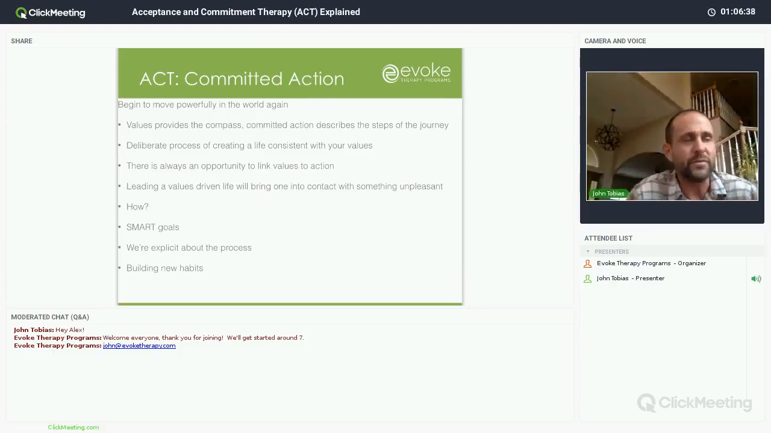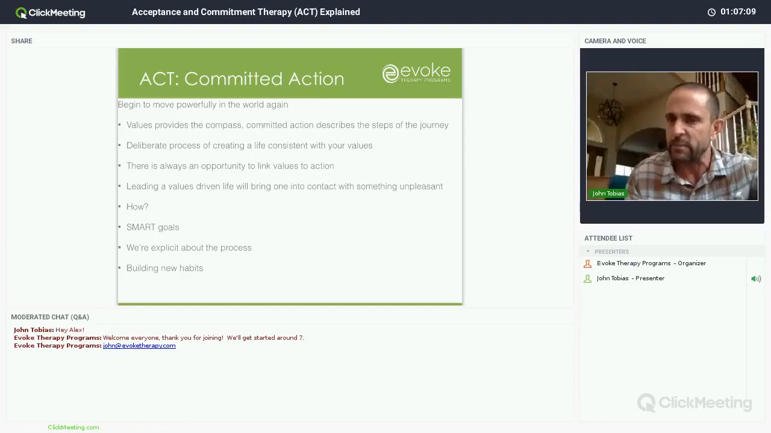This is the idea, the phrase that I use, is beginning to move powerfully in the world again. And I have the word "again" on there purposely. Most clients, no matter how much they struggled, have had at least an instance where they've experienced some success. So if values provide the compass direction, committed action describes the steps of the journey.